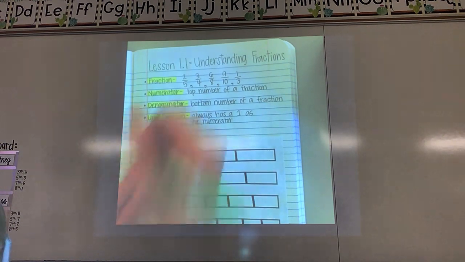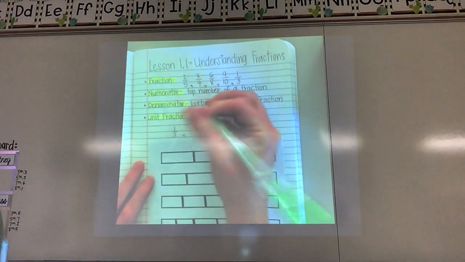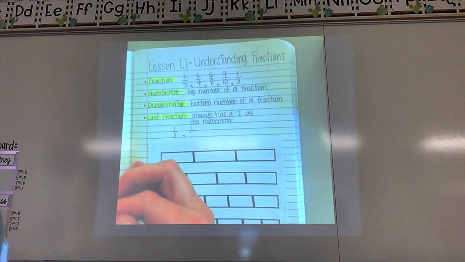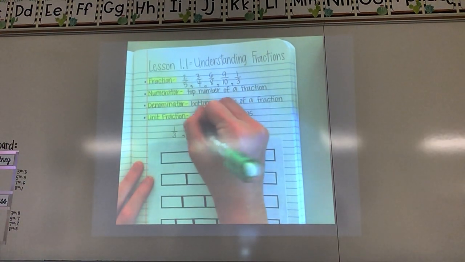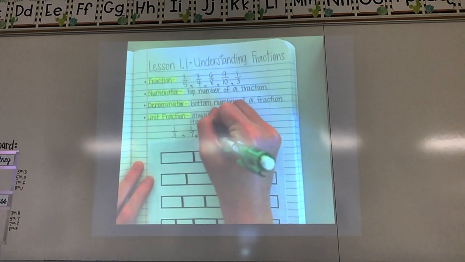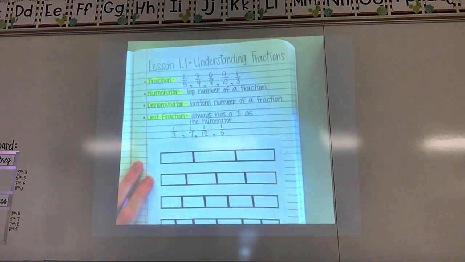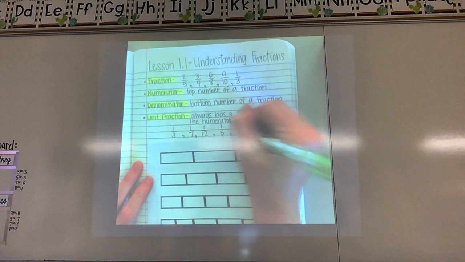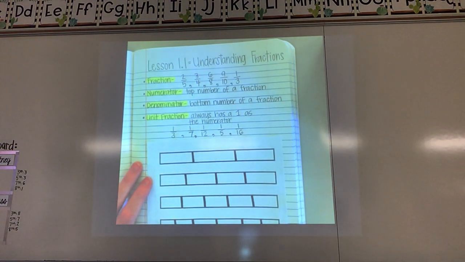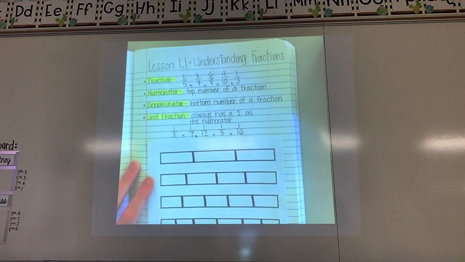So a unit fraction example would be like 1/3 would be a unit fraction because there's 1 on top. 1/7 would be a unit fraction. 1/12 would be a unit fraction. 1/5 would be a unit fraction. And we'll do one more example. 1/16 would be a unit fraction. Any number can be on the bottom, but to be a unit fraction, it has to have a 1 up here on the top. So that's what we're going to be working with for the most part today.